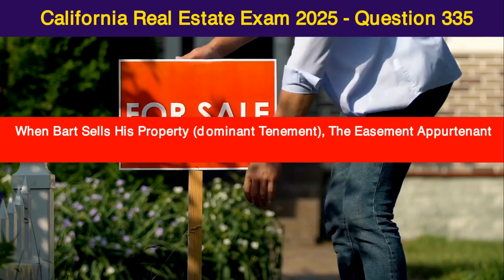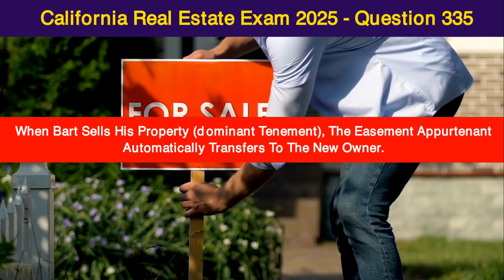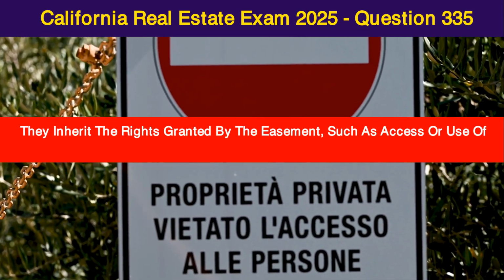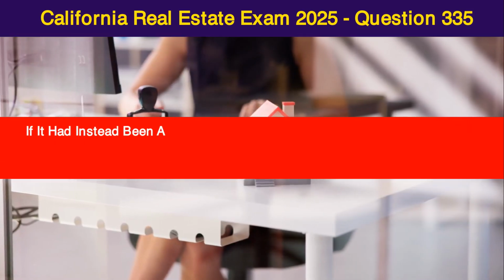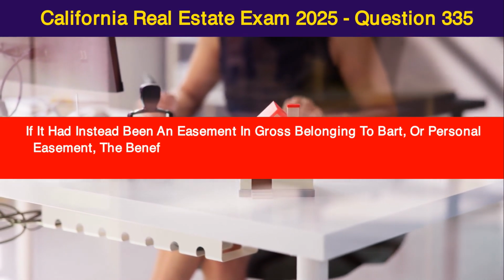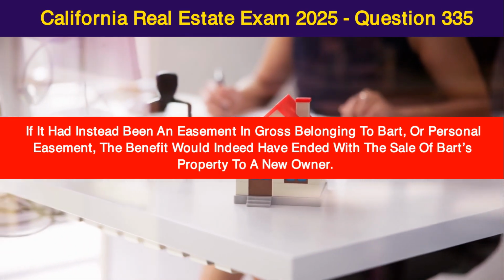When Bart sells his property, the dominant tenement, the easement appurtenant automatically transfers to the new owner. They inherit the rights granted by the easement, such as access or use of Dave's property, the servient tenement. If it had instead been an easement in gross belonging to Bart, or personal easement, the benefit would indeed have ended with the sale of Bart's property to a new owner.